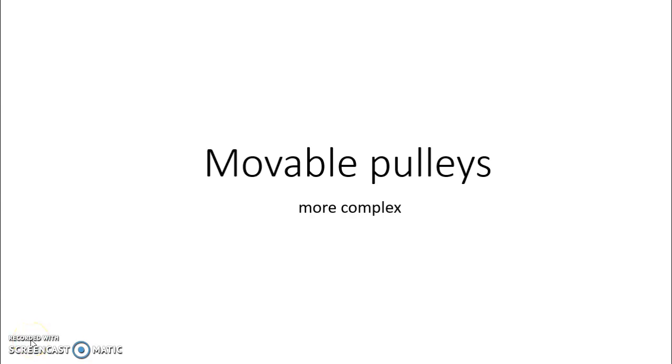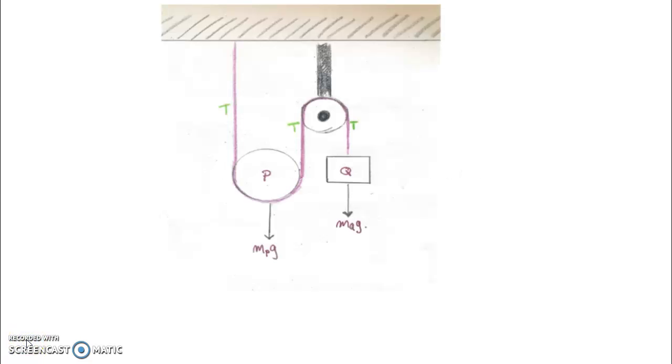Let's have a look at some movable pulleys. Of course, it won't move now. When we're talking about a movable pulley, the situation we're talking about is that we have this cylindrical mass here connected to a solid mass here via an immovable pulley. So this pulley isn't moving, but this one here is.